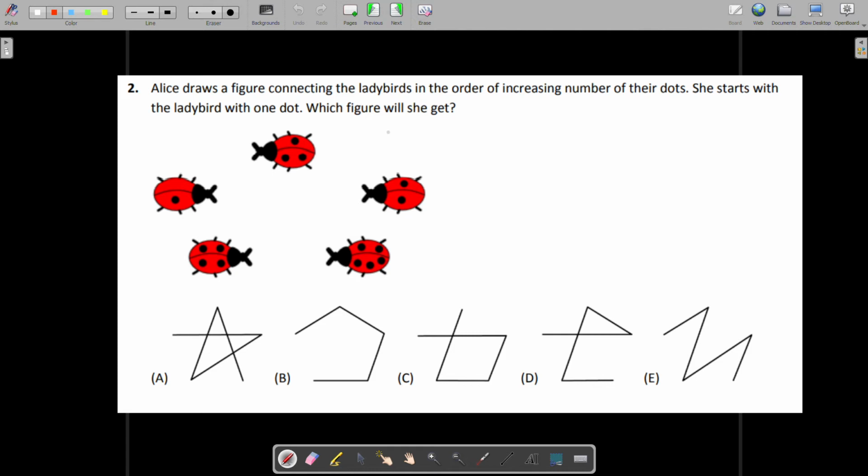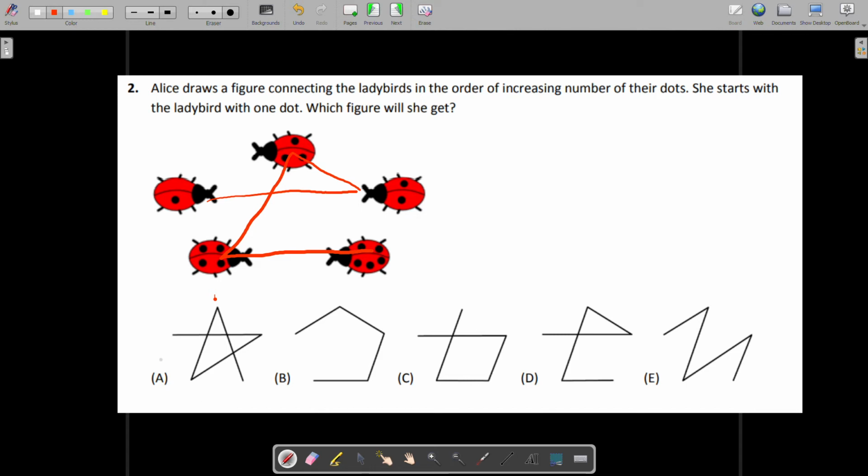Alice draws a figure connecting the ladybirds in the order of increasing number of their dots. She starts with a ladybird with 1 dot. What figure will she get? Well, let's draw the entire figure and then compare our figure to the options. So from ladybird 1 here we can see that it will get connected to ladybird 2 because of the increasing order. Then from 2 we will go to 3. Then from 3 we will go to 4, and from 4 we'll go to 5. So our figure looks like this.